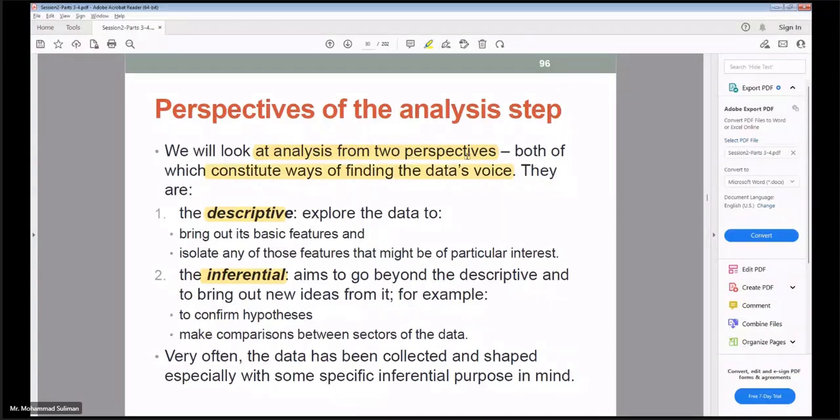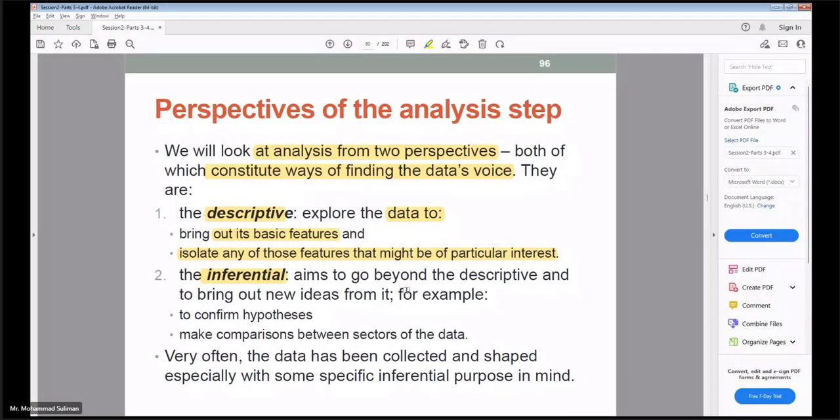Descriptive analysis explores the data to bring out its basic features, and isolate any of these features that might be of particular interest. So descriptive analysis is about what the data is telling. Once you prepare the data, you do some analysis steps to see what details we are getting from the data. For example, if you take the supermarket data, we can see what is the sales, what is the purchase, which product has the higher sales among other products. This is all the descriptive analysis.